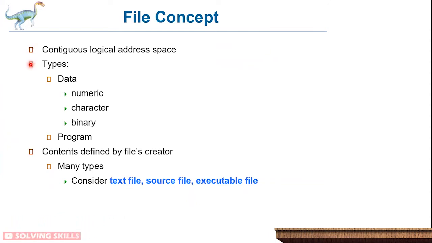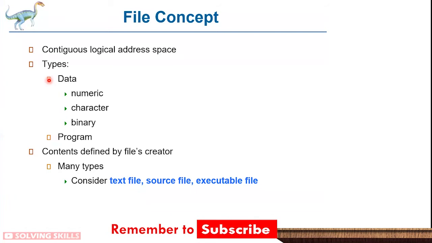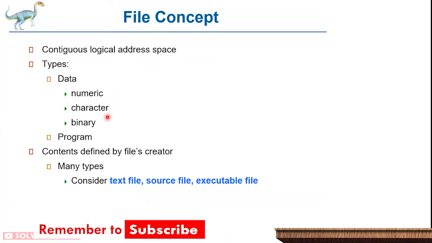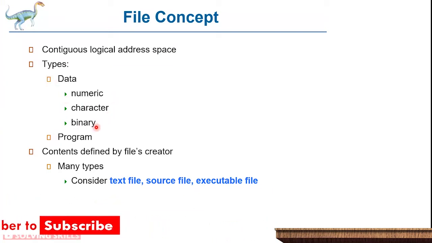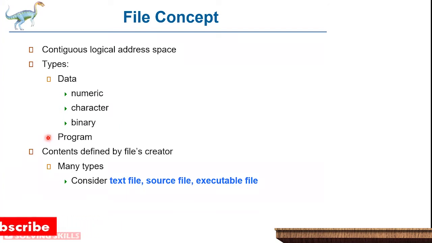And the file can contain data or it can contain a program. The file is a collection of contiguous logical address space, right? So the block numbers that we are talking about, if you collect a group of block numbers, that group can be called a file. And the contents of that file could be either data of numeric type or character type or simply binary type, or it could be a program that has instructions that can be sent to the CPU, or first it will be loaded to the memory and then sent to the CPU.